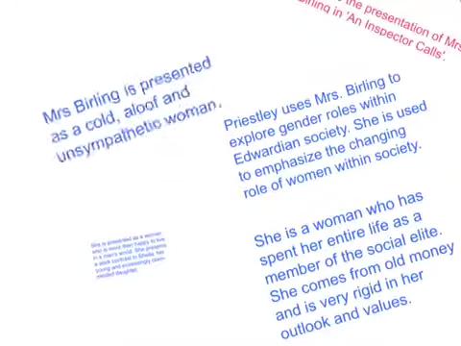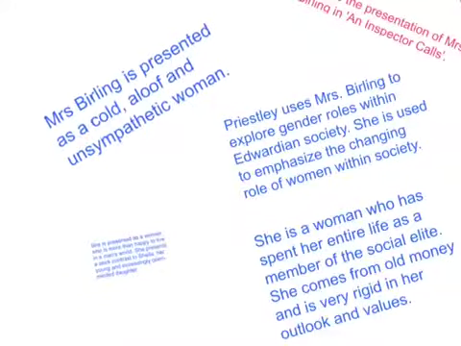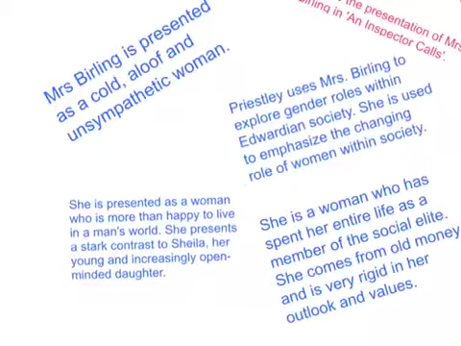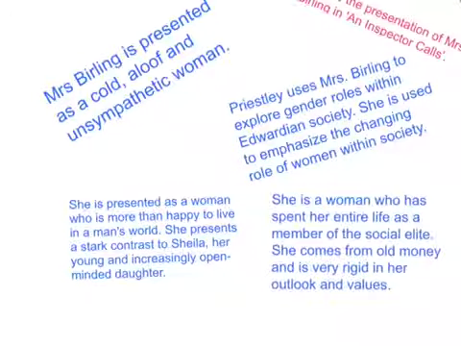Another point. Mrs. Birling is presented as a cold, aloof, and unsympathetic woman. I will come back to that in a second. And finally, she's presented as a woman who is more than happy to live in a man's world. She presents a stark contrast to Sheila, her young and increasingly open-minded daughter. So those are going to be my 4 body paragraphs, and by the time I've expanded on my views, I'm just going to finish with a very, very short, snappy conclusion, and that'll be the end of my essay.